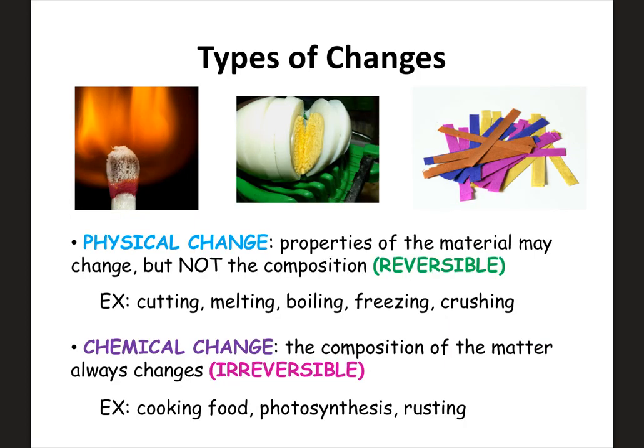And the last thing here are the two different types of changes, physical and chemical changes. Notice these are different from properties. These are when the substance actually changes. A physical change is when you might change the way something looks, but you're not changing the composition or what it is. It's still the same substance. So we say that physical changes are reversible because you did not change the substance. Maybe you just changed the way it looked, but it's still the same substance.